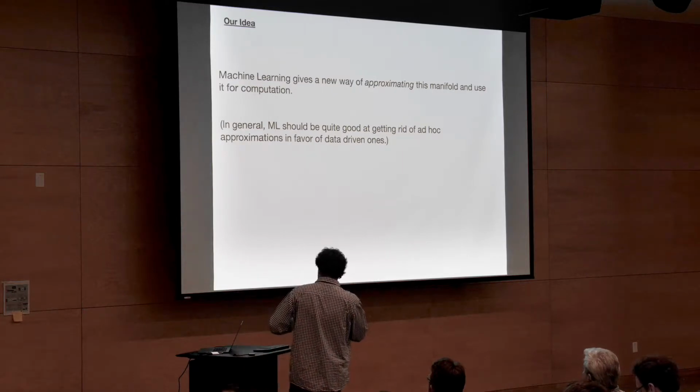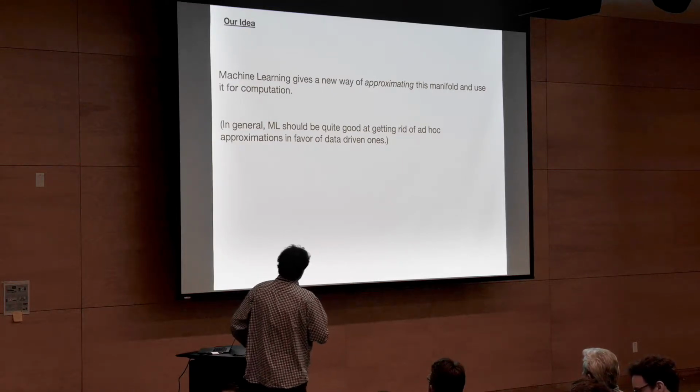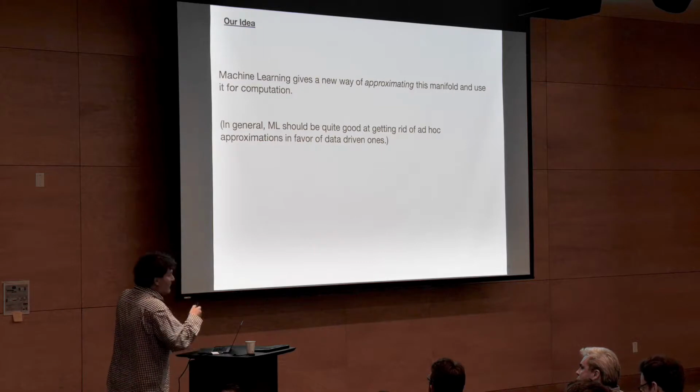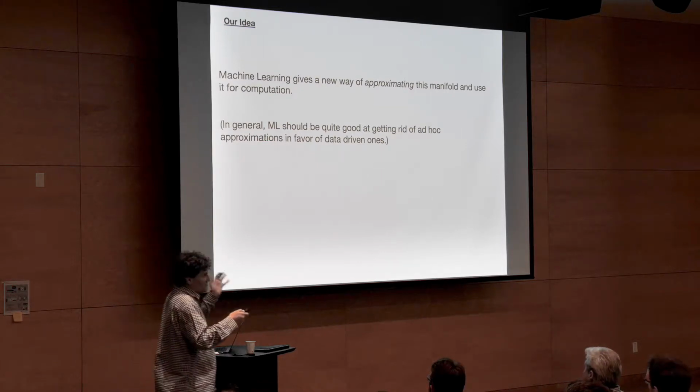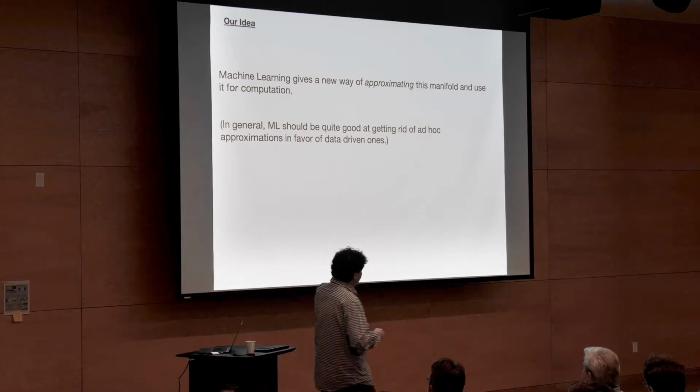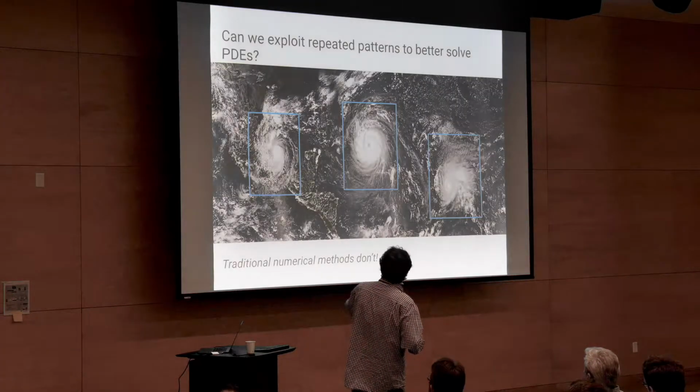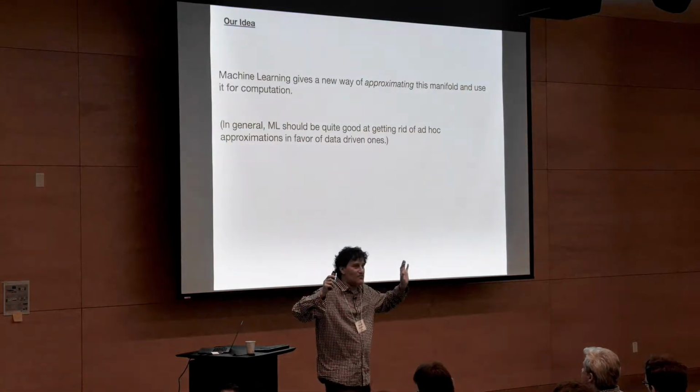Machine learning should basically be a way of getting rid of these approximations in favor of something else. Whether or not that something else is better, one has to see, but that's basically the idea. So, okay, that was my introduction.